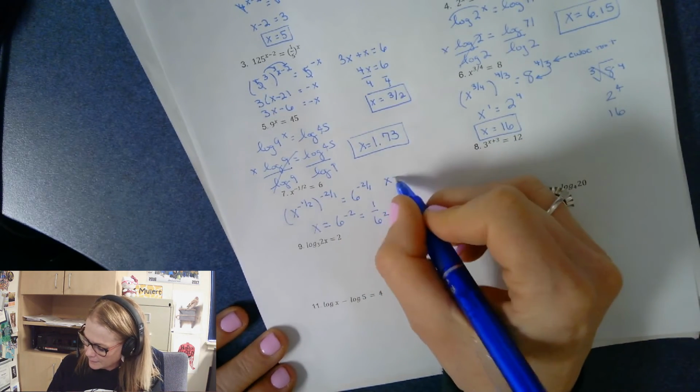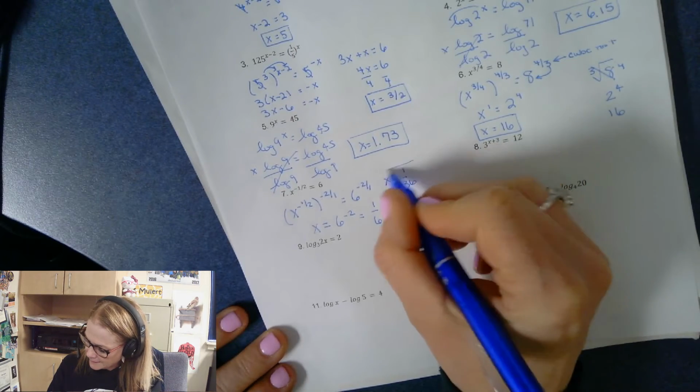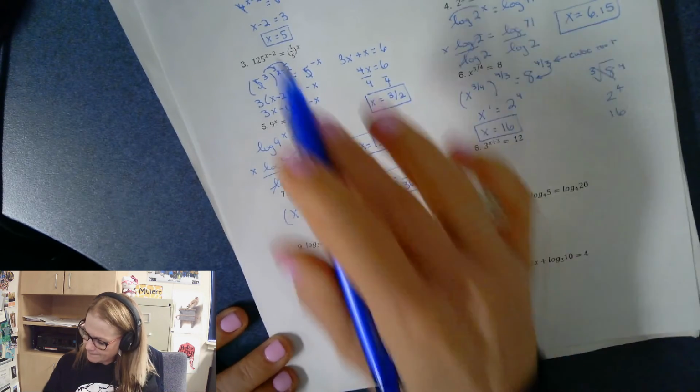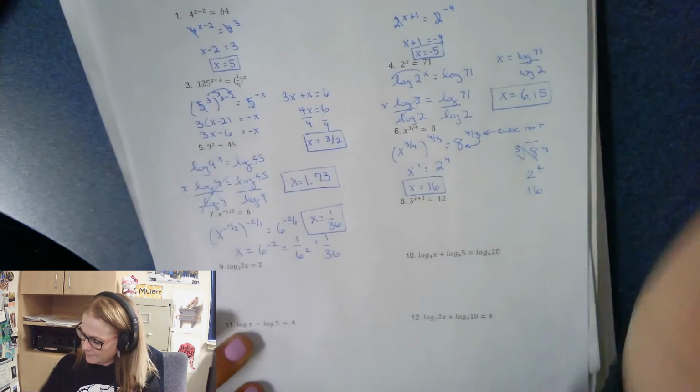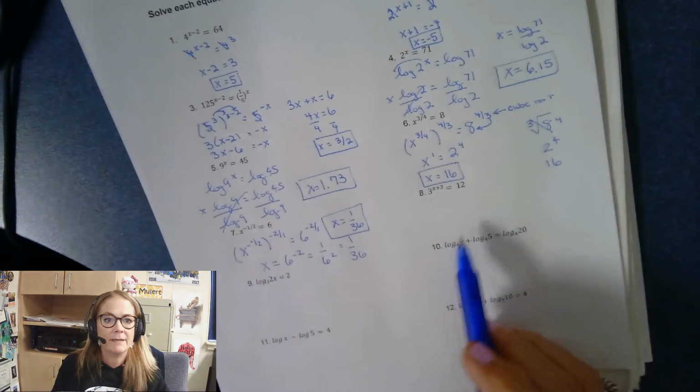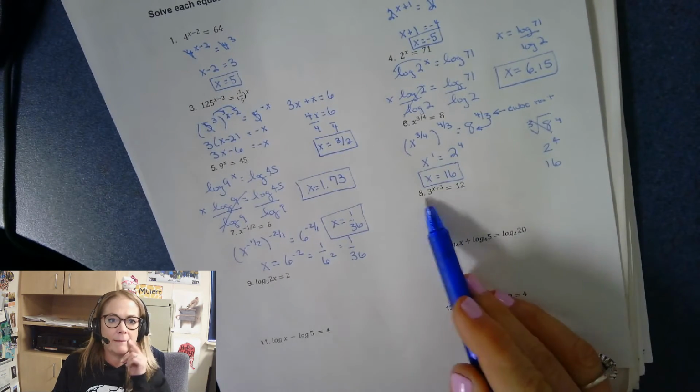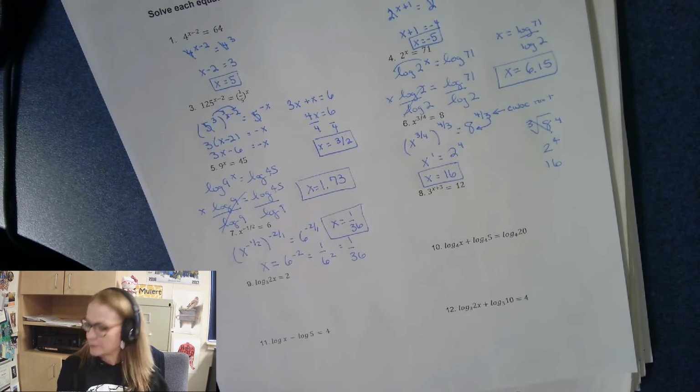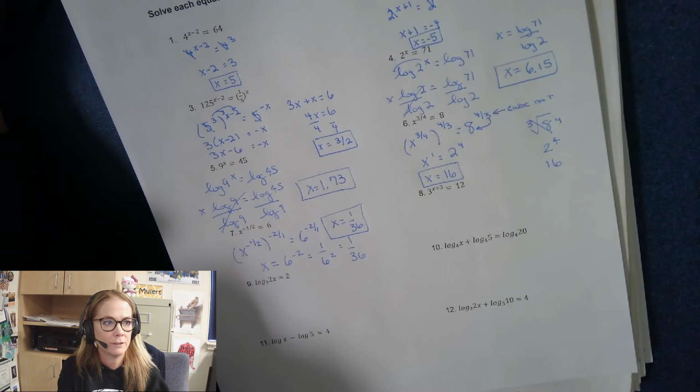Okay, so x equals 1 over 36 on number 7. This next one, the first thing I'm going to do is see, can I write my bases the same? I cannot. Oh, wait, sorry, I'm supposed to give you time to try it. So try this one on your own, and I'll come back.